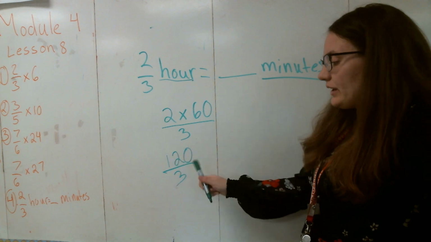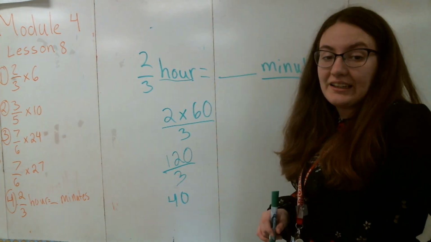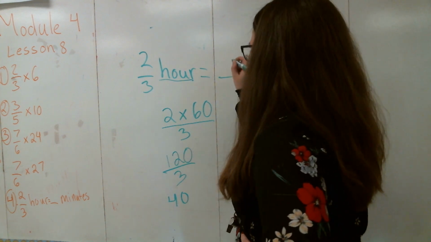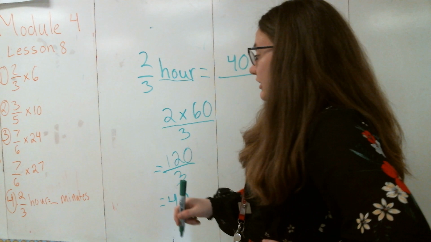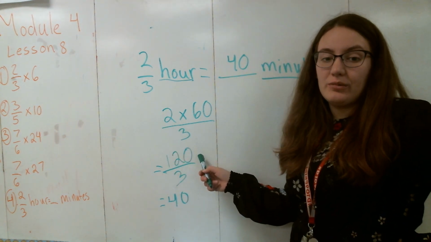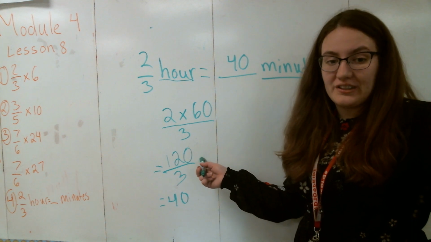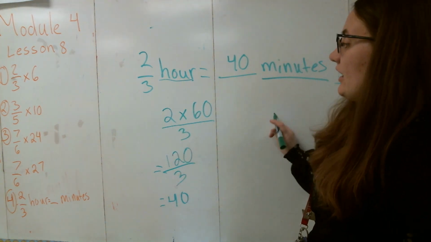And then I can think of this as 12 divided by 3, which gives me 4, and then add on that 0. So that gives me 40 minutes. So I know my answer is going to be 40 minutes, and this is one way I could do that. But if you get nervous or have difficulty with dividing larger numbers, like 120 divided by 3, we also have some other options.